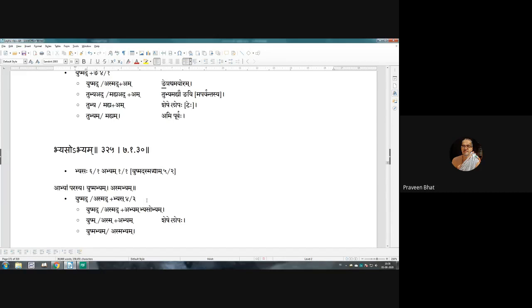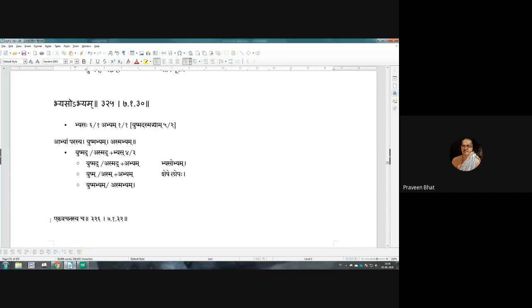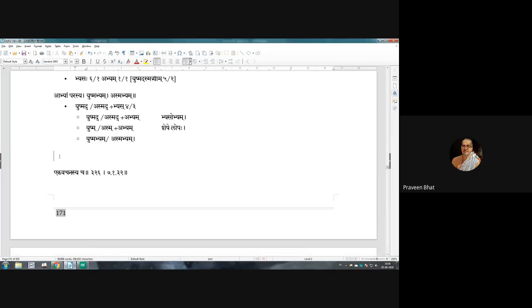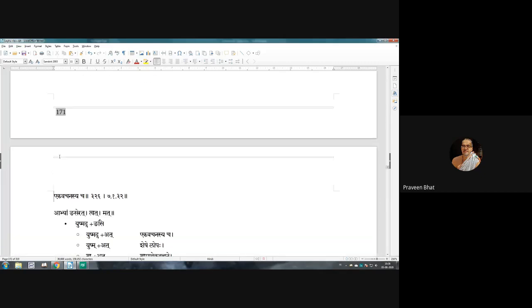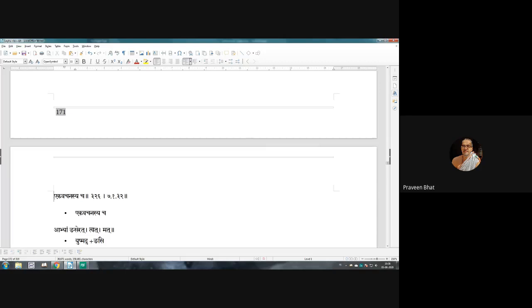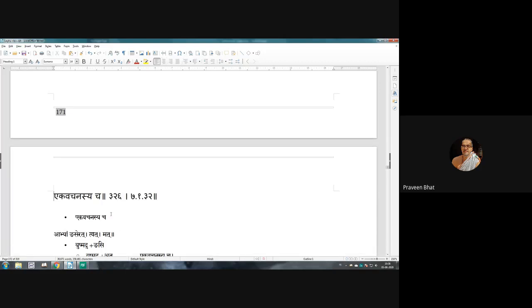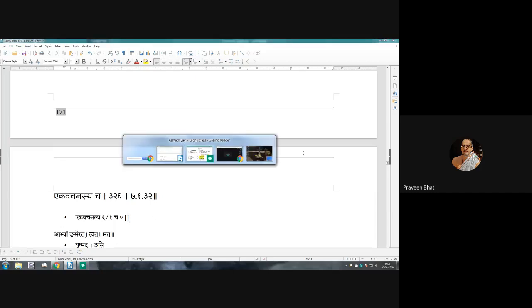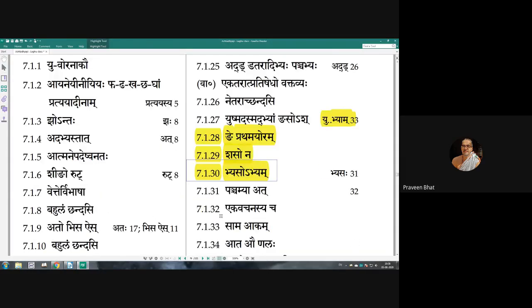This is Chaturthi Bahuvachana. Ekavachanasya cha. Next sutra is Ekavachanasya cha. So Ekavachanasya Shashti Ekavachana. Cha is an avyaya. 7132. Ekavachanasya cha Yushmad Asmad Bhyam.